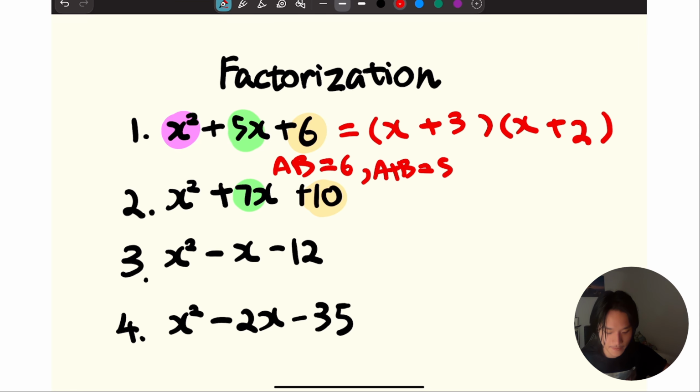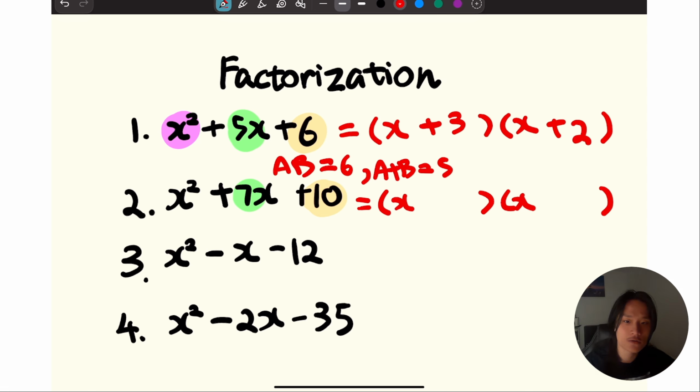We have x squared plus 7x plus 10. Once again, we write out the x's first. So we want two numbers that multiply to 10 and add up to 7. So I'm thinking 2 times 5. 2 times 5 is 10, and 2 plus 5 is 7. So the factorization is x plus 2 and x plus 5.